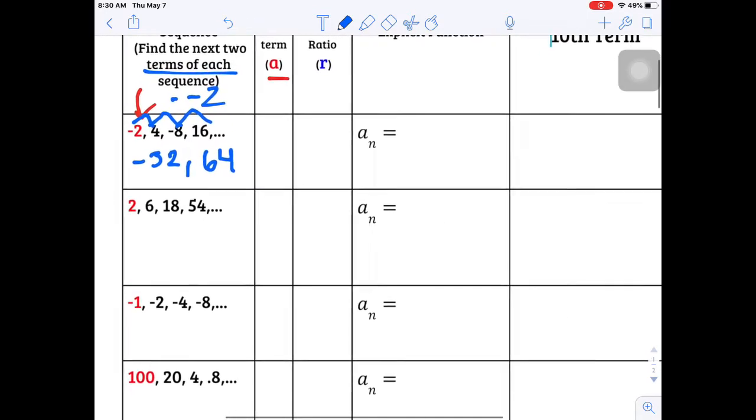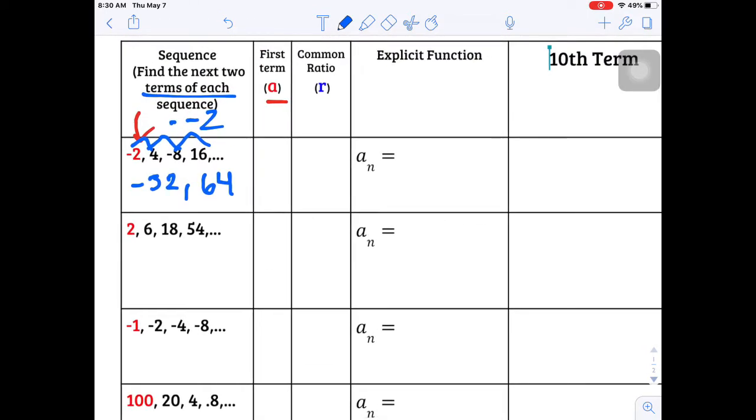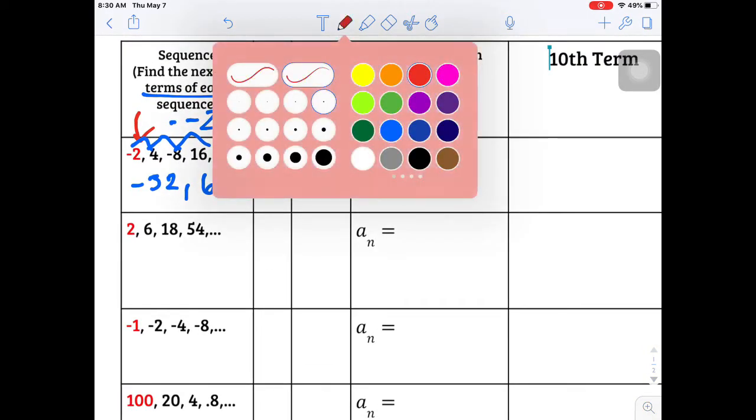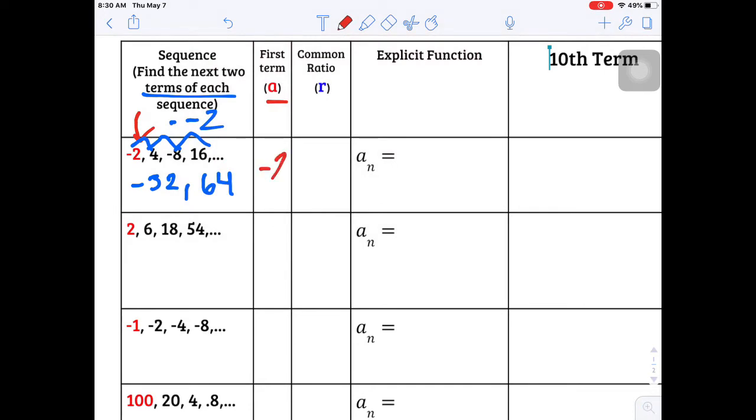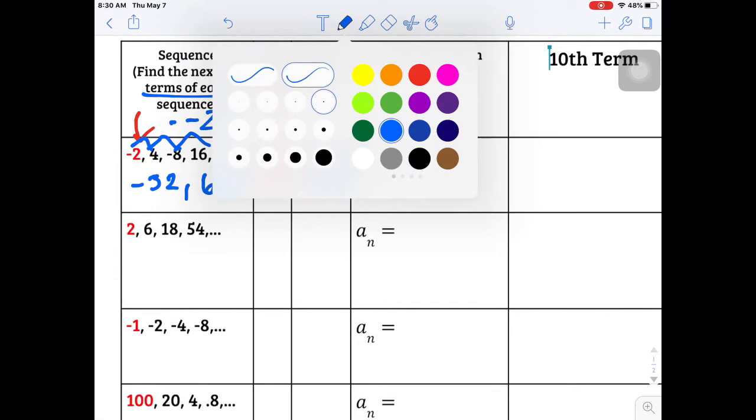So your job is to do that with all the other sequences. Find the next two. The first term, it was pretty obvious. It was at the beginning of the sequence and it was -2. And the common ratio, I looked at the pattern and I figured out what they were going by, and I noticed that they were multiplying by -2. Now we're going to use those two to make up an explicit function. It's an equation, so don't panic.